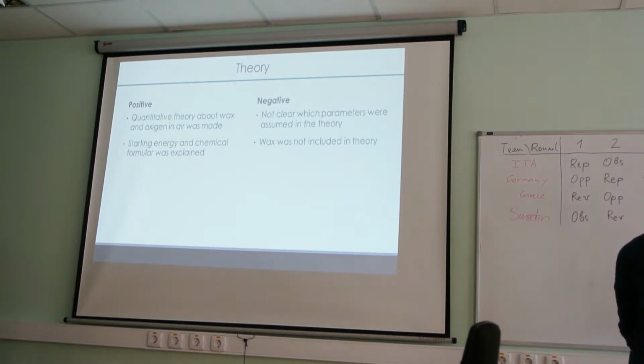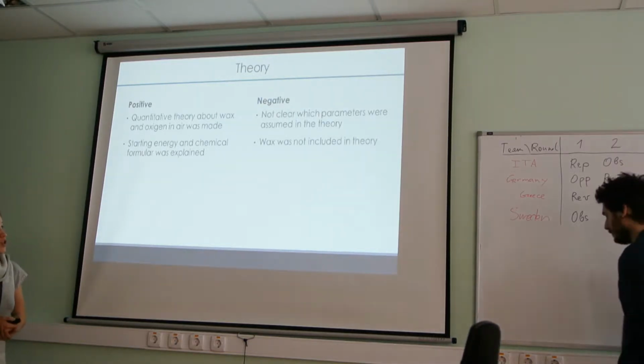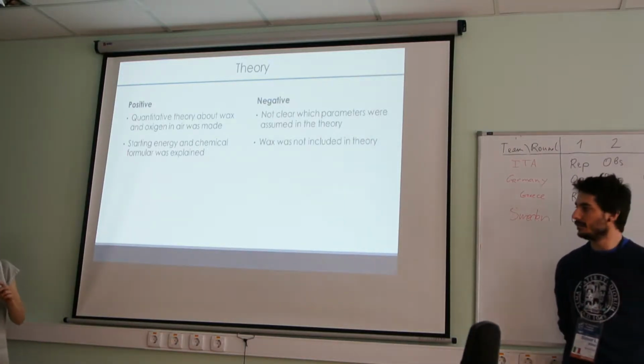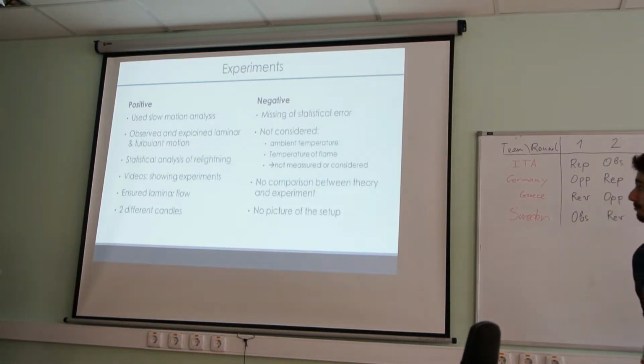So on the positive side, you have a quantitative theory about the wax and the oxygen in the air, and also the starting energy and the chemical formula that you explained and showed us. What we think was negative is that we did not see clear parameters in your formula that you can talk about, and that the wax was not included in the theory. And there are some aspects that you saw in your experiment that we think you might not be able to explain with your theory, so some lacking there. Also, we missed that you didn't plot a difference or a comparison between theory and the parameters. You only have the numbers, but we didn't see any plot, any graphs about this.